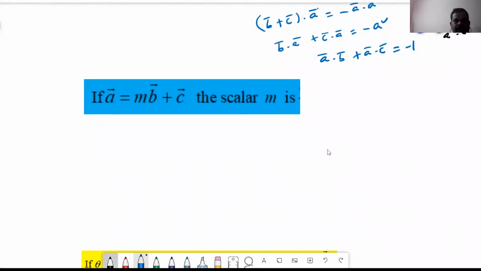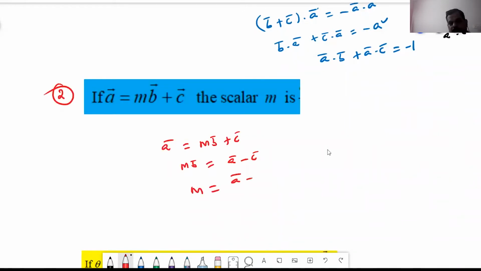This is problem number 2. So what is given in this problem? If A bar is equal to MB bar plus C bar, then it is asking what is M. So very simple problem. Let us write A bar is equal to MB bar plus C bar. Some students simply write A bar minus C bar is equal to MB bar, therefore M is equal to A bar minus C bar by B bar.